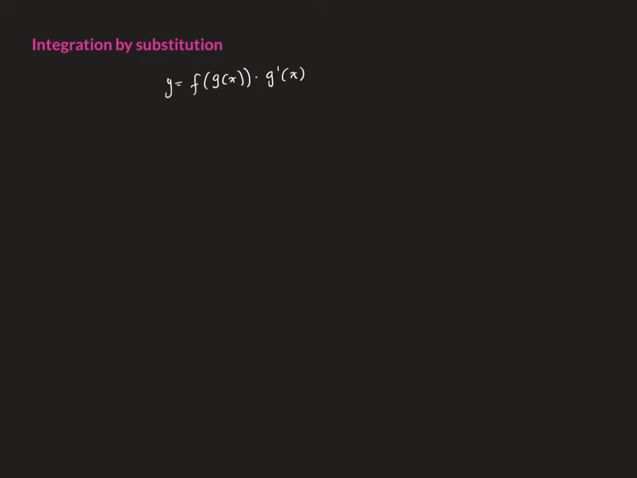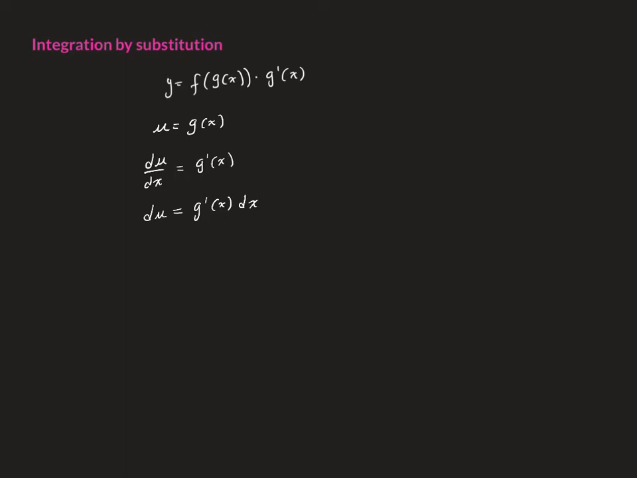So how will substitution work? We need to start by defining a new variable. Usually we're going to use the letter u to define that variable. And that variable is going to be the function that is inside of the composition. So we're going to define u as g of x. In that case, the derivative of u with respect to x is going to be equal to the derivative of g. So what do we get from here? We get that du is going to be g dash of x dx.